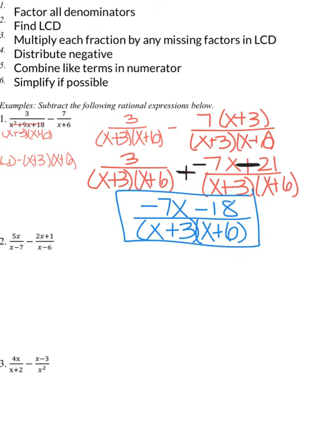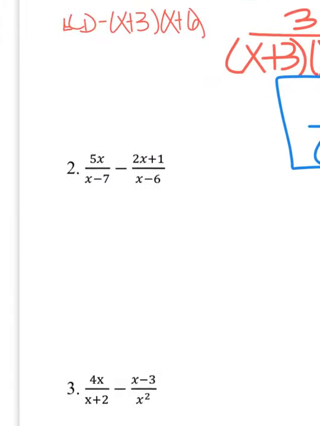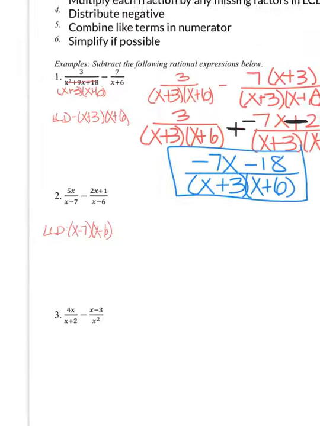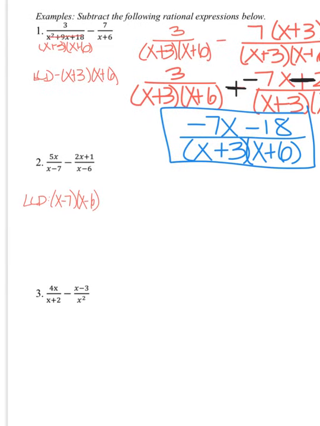Okay, let's look at number 2. Number 2, you can't factor x minus 7, can't factor x minus 6, so your LCD is kind of obvious, you're just going to put those two things together: x minus 7, x minus 6. So your first fraction, that 5x over x minus 7, that's missing an x minus 6 in the bottom. So you're going to multiply the top and the bottom by x minus 6.